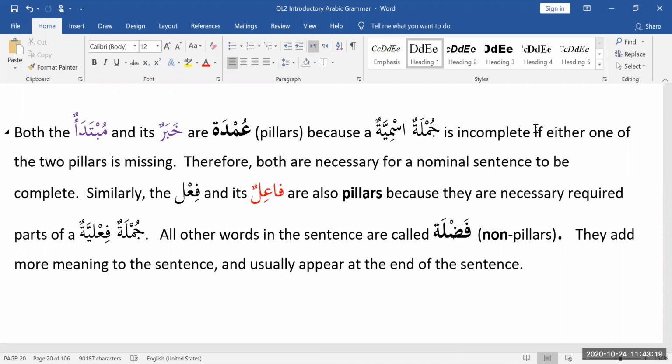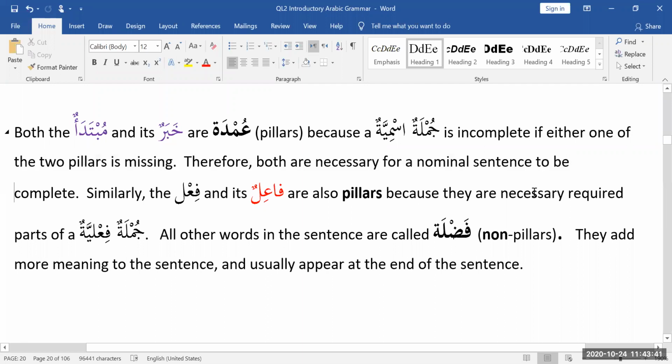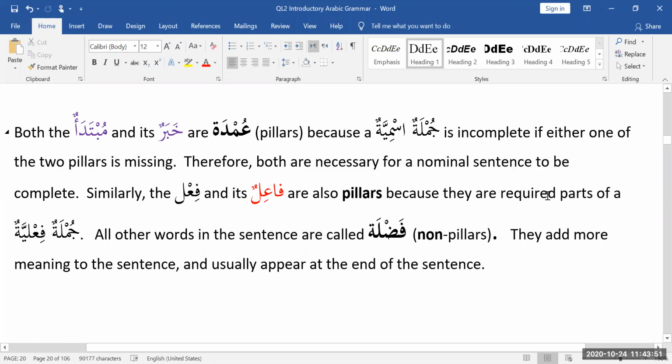Every sentence you see in Arabic, look for the pillars. From now on, every day when you read at least one verse of the Quran, look for the pillars. Similarly, a fi'l and its fa'il are also pillars, umda, because they are necessary. They are required parts of the fi'liya.